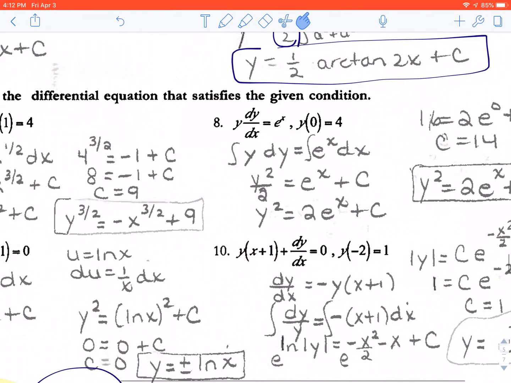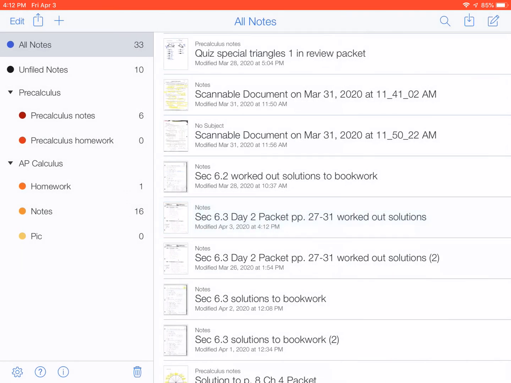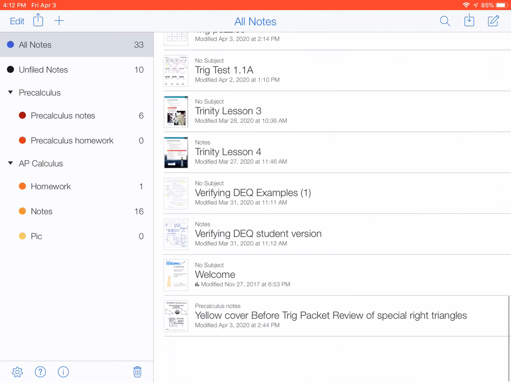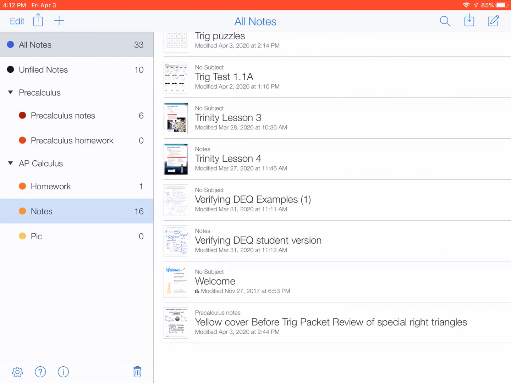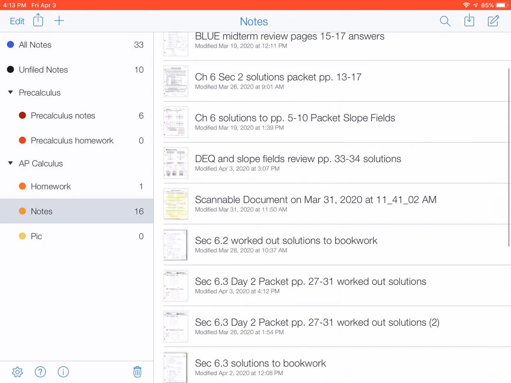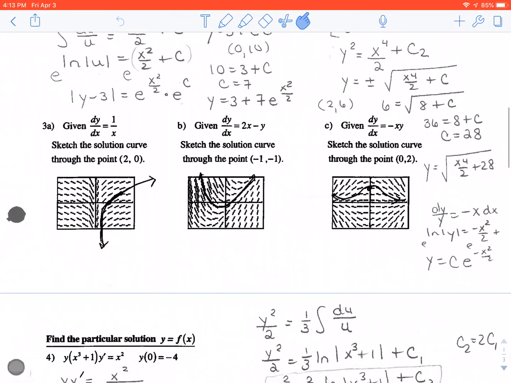Okay, on 34, we're going to look at number 6 and number 8. Okay, so 34, I just have to find my solutions for it. Okay, number 6.